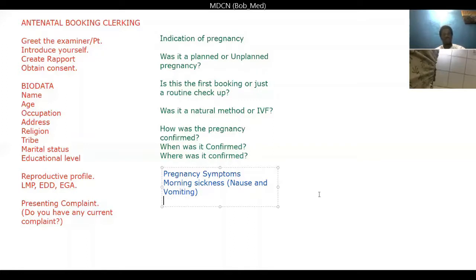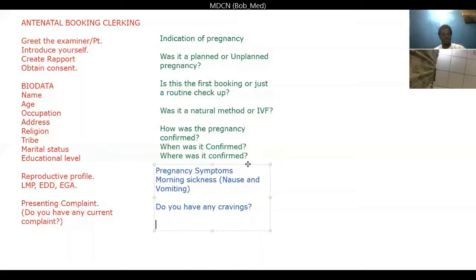So what other thing, doctors? Cravings. Yeah, craving is very common. When people are pregnant, they go through craving. So you want to ask, do you have any cravings? Do you understand? In my experience, maybe they want to eat this kind of food, this kind of diet or something. So you want to rule it out. So apart from craving, what other things? There are a lot of pregnancy symptoms, doctors. What other things should we ask the patient?